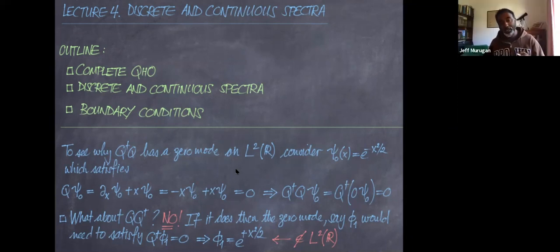All right, and the point here is that this guy, e to the plus x squared over 2, is not a square integrable function on the real line. Okay, so Q dagger Q does have a 0 mode. Q dagger does not, if we constrain ourselves to thinking about functions that are square integrable on the real line. So what does this mean? Well, let's go back to the Gaussian, which is a 0 mode of the operator Q dagger Q.